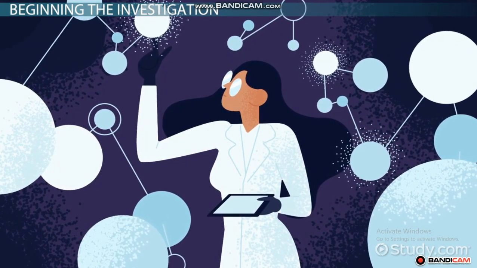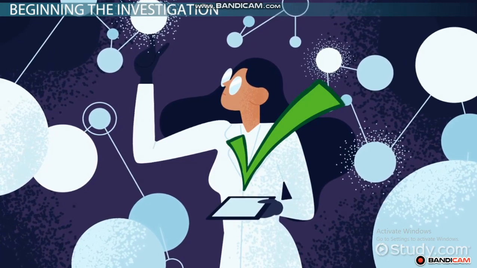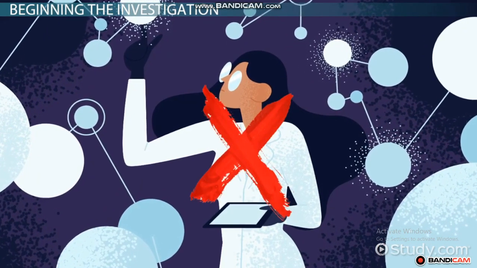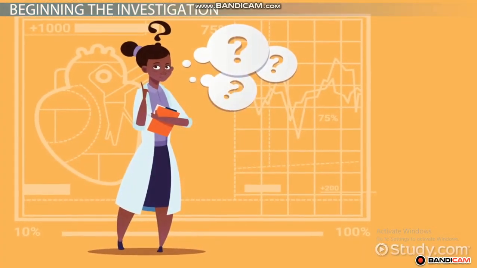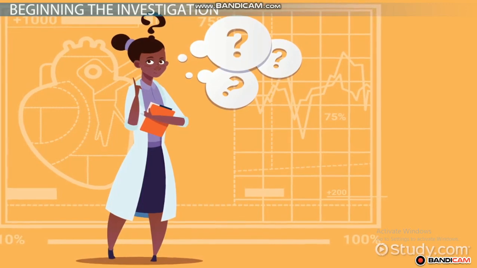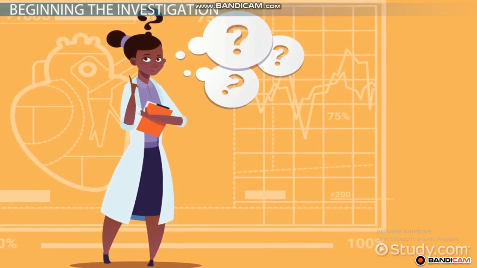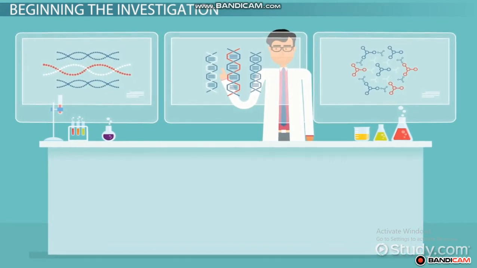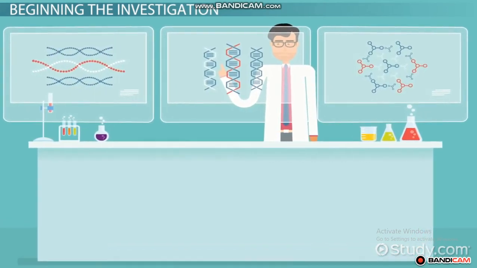Sometimes scientists' hypotheses are correct, but many times they're not. This is often how new discoveries are made. Once scientists have asked their question and have made a hypothesis about what they think will happen, the investigation begins. Scientists design an investigation to explore their question and test their hypothesis.